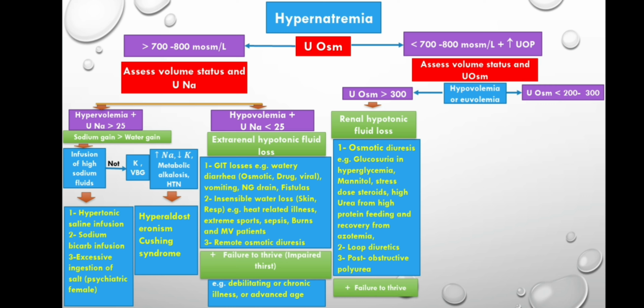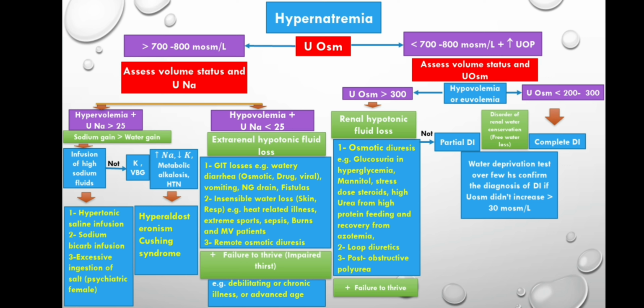Okay, if none of these causes is found, you should think about partial DI. If the urine osmolarity is less than 200, this indicates complete DI. How to confirm the diagnosis of DI? The diagnosis of DI is done by water deprivation test.